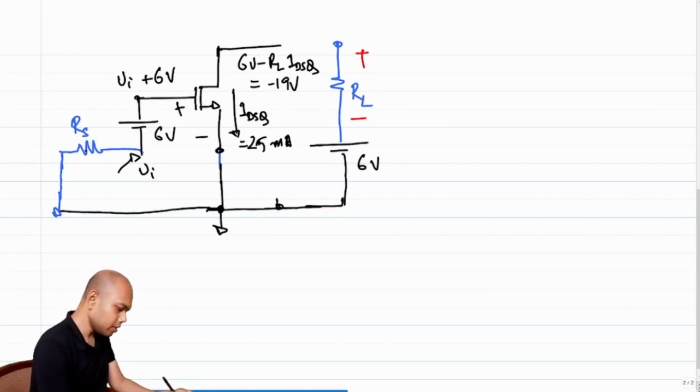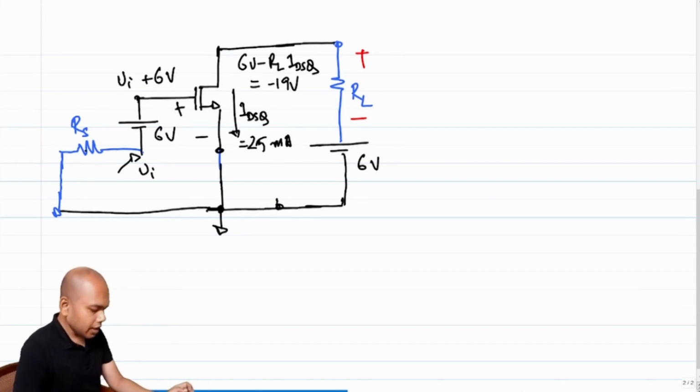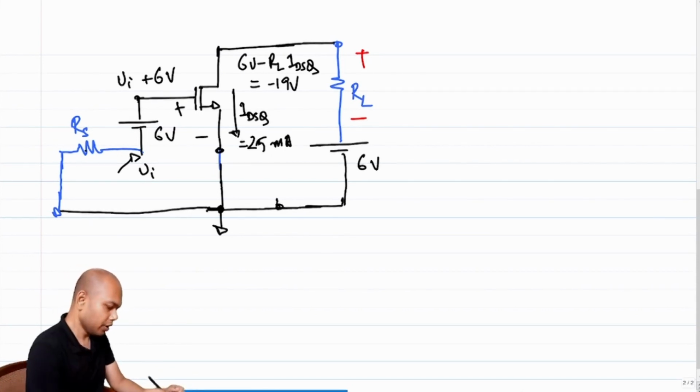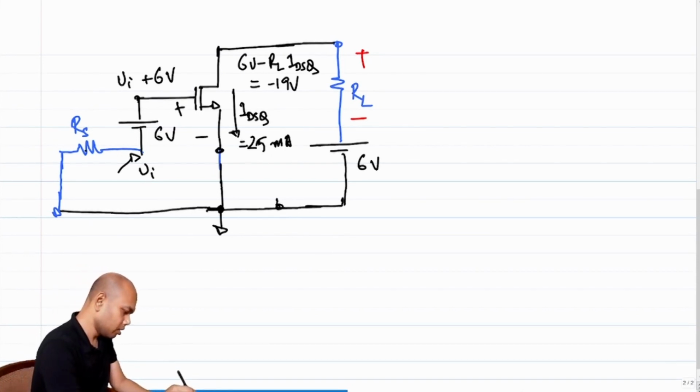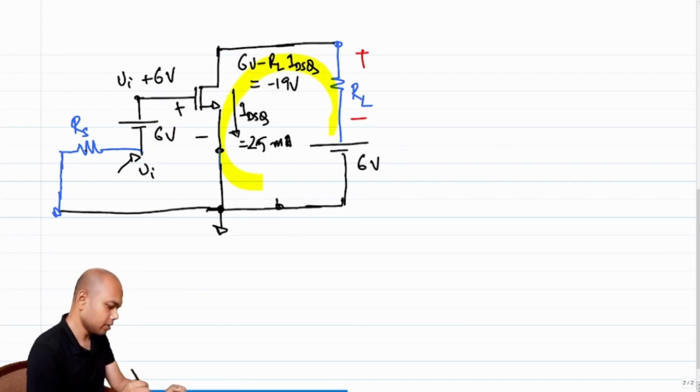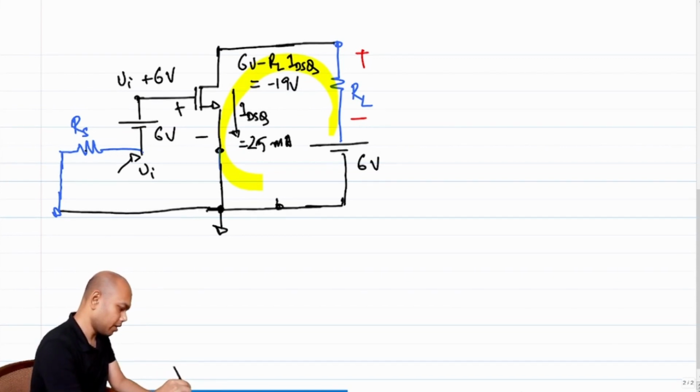What do you think needs to be done? So clearly in a saturation region, the only thing that is sacrosanct is IDSQ has to be equal to 25 milliamps, right? So if I only concentrate on this part of the circuit, right? If I only concentrate on that part of the circuit, what should I see?